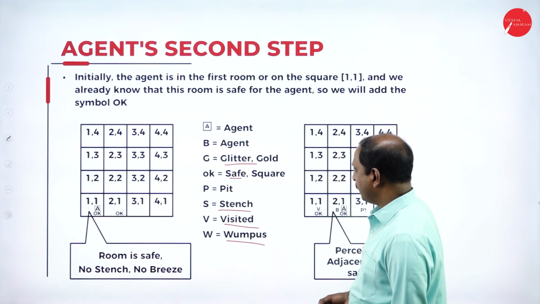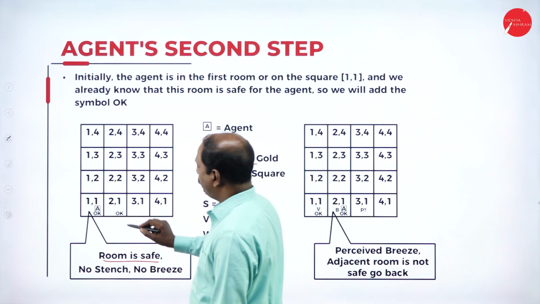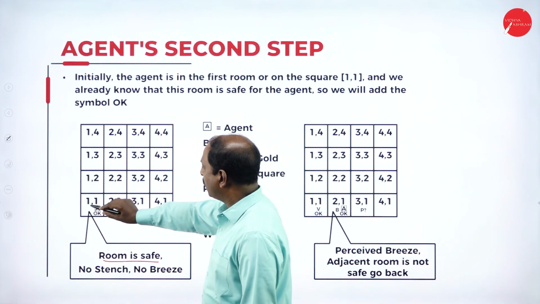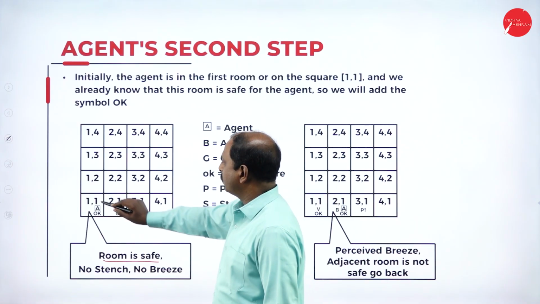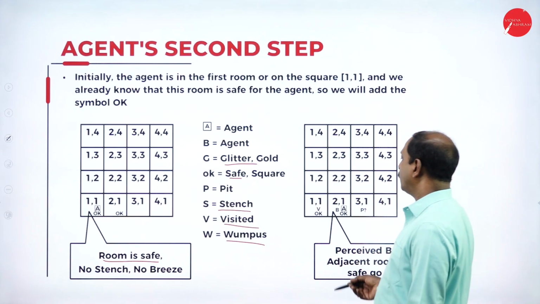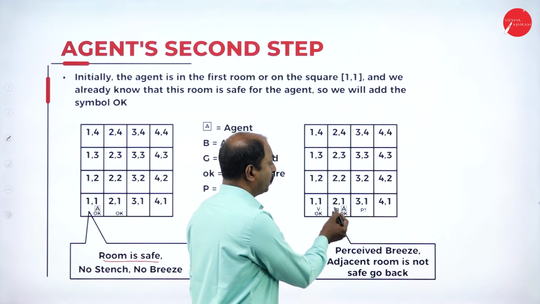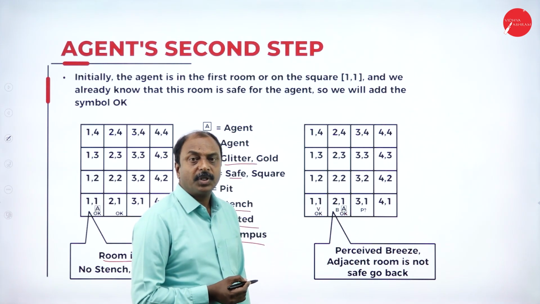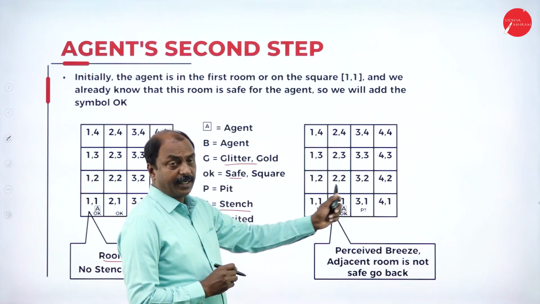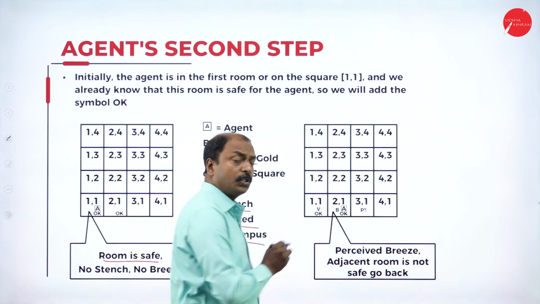To start with, at the beginning, this room is safe, with no stench and no breeze here. So the first square is where the agent has to start. He cannot perceive any breeze or stench, so it is a safe place. Now what would be the next movement of the agent here? If you look at the example, the option is that he can move to 2,1 or 1,2. One more condition is that the agent cannot move diagonally, so he cannot go to 2,2 directly. So the option for the agent is either 1,2 or 2,1.